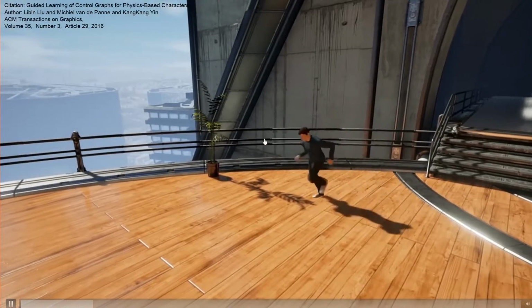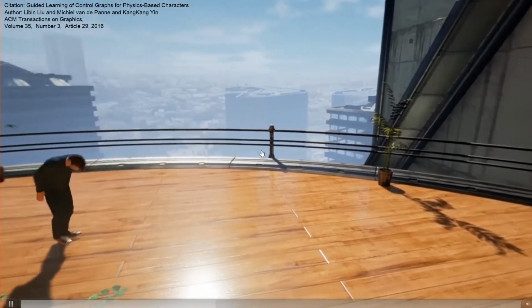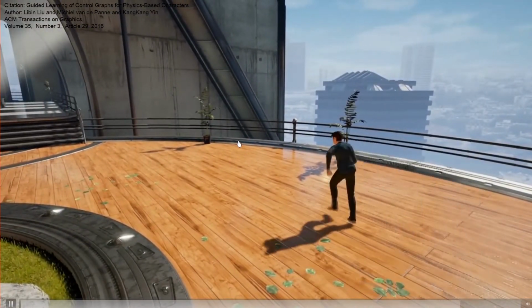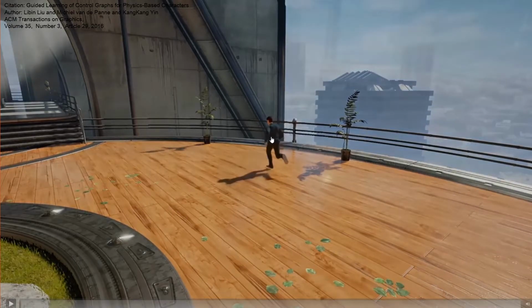So now I'm just going to go briefly into the lead up to this work, because there's been some very, very deep work done in the past in this area. This particular piece is done by Libin Louis, who's now at Disney, and Michael van der Pan, who's out at UBC here in town, and their student Kang Yin. And this is, I believe, the first time that they were able to train using neural networks, they were able to train a physics simulation to perform complex maneuvers, okay? So that's a key component in the DeepMimic paper, and that was done a while ago.